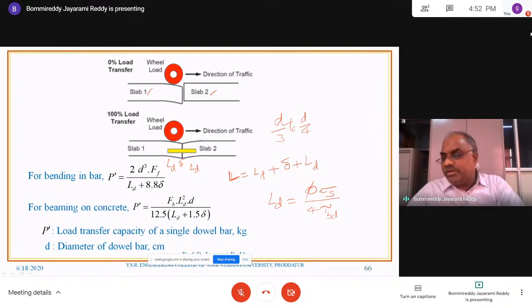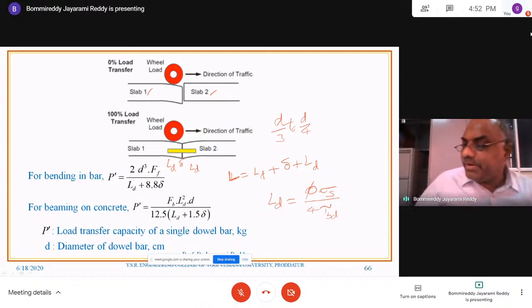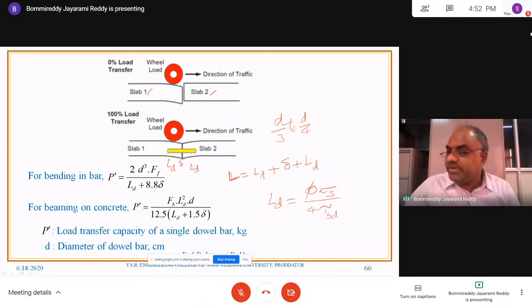That is the main function of the dowel bar. And here, what is going to happen? This dowel bar is completely fixed in one slab, and it is free in the other slab, because for the rise or fall of temperature, this should not be a restraint.